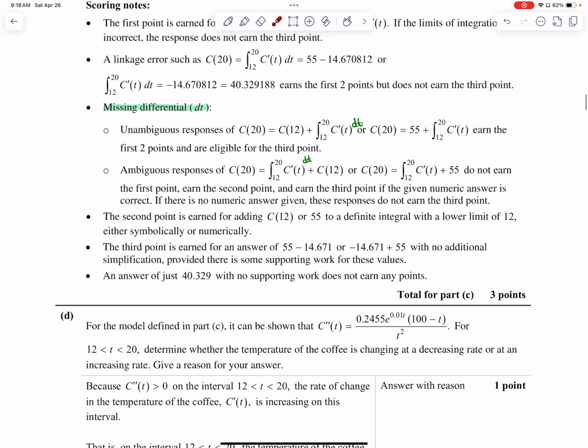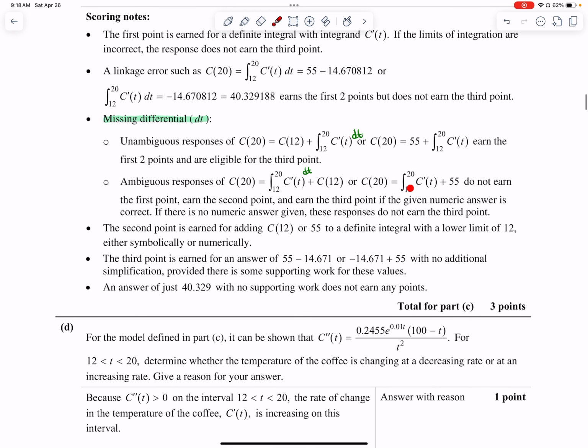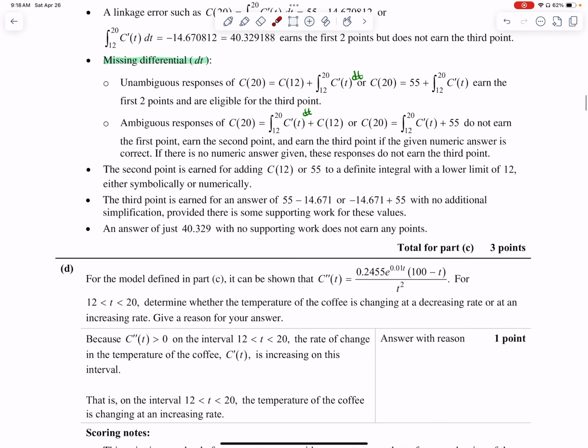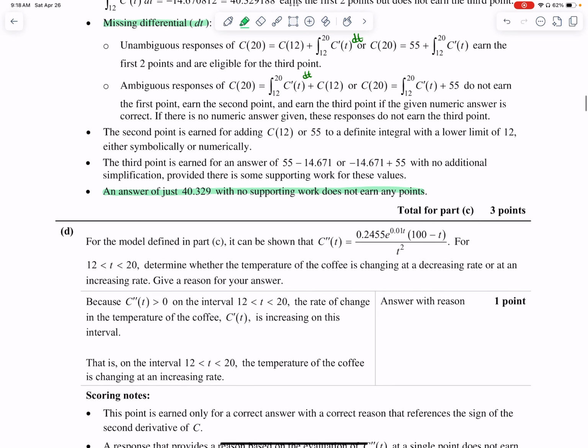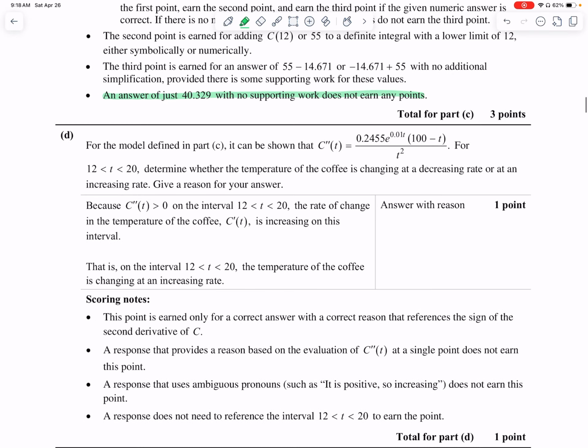Okay, and let's see. The second point is earned for adding C of 12 or 55 to a definite integral with a lower limit of 12. So they're making a connection between having this 12 here, and the 55, because that's where it came from. Third point is earned for no additional simplification. Answer of just, this is absolutely important, especially in a calculator active question. Answer of just 40.329 with no supporting work. Nope. No points. 0 points, even though it's the correct answer, because you didn't show your work.